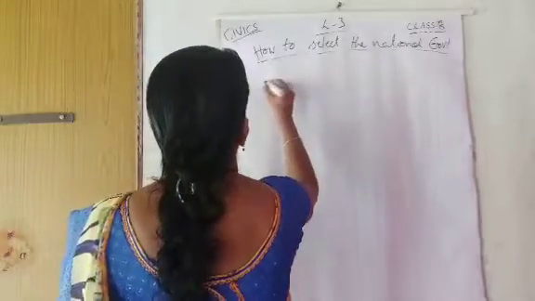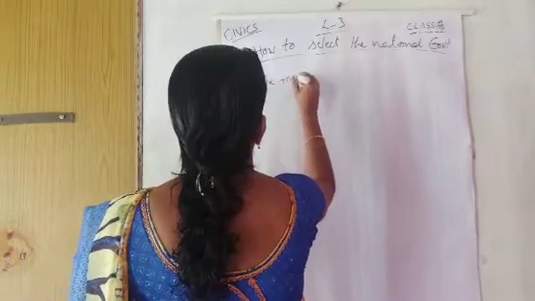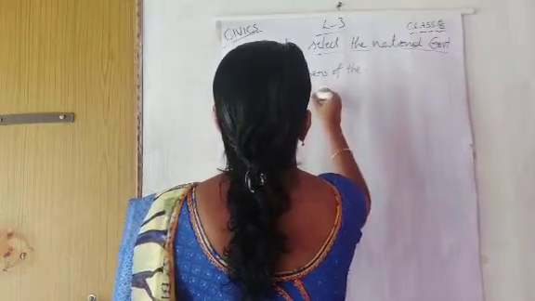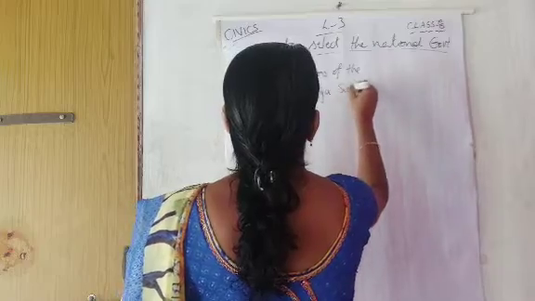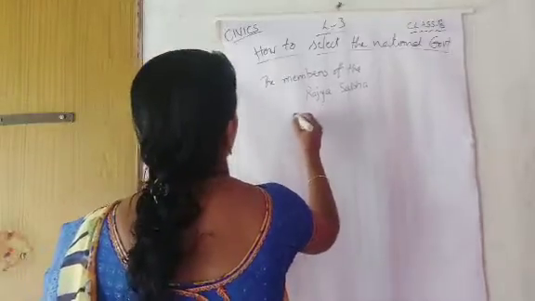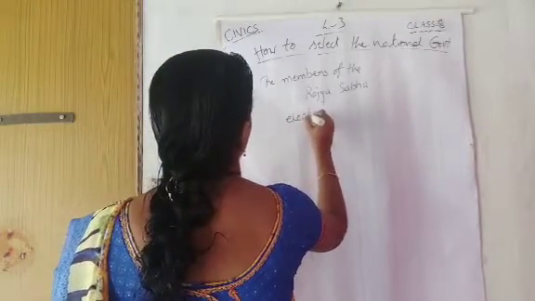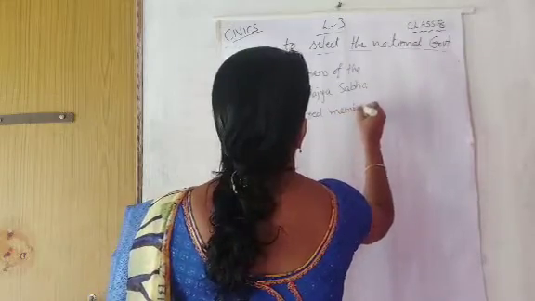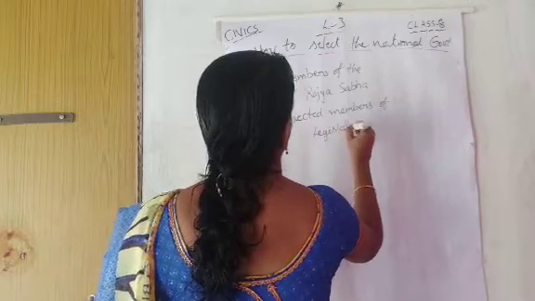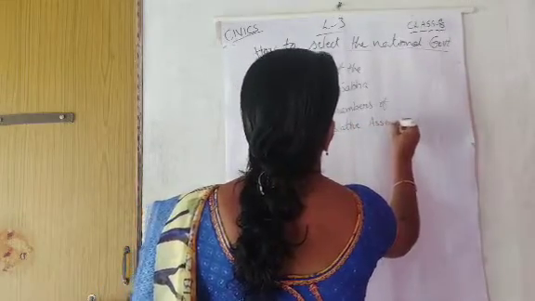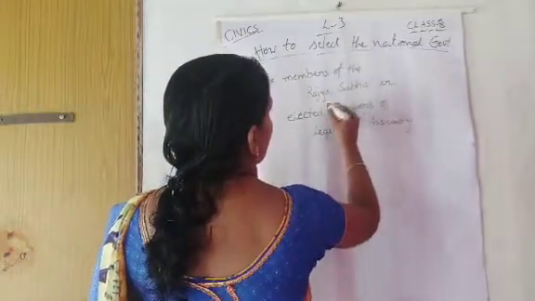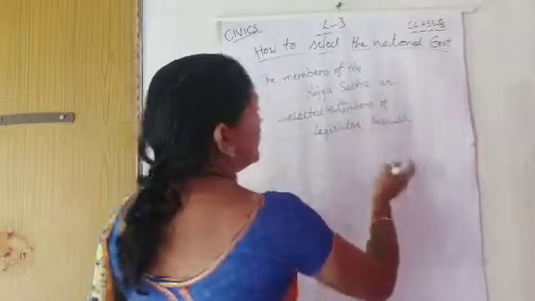The members of the Rajya Sabha are elected by the elected members of the legislative assembly. Okay, Rajya Sabha. The members of the Rajya Sabha are elected by the members of the legislative assemblies.